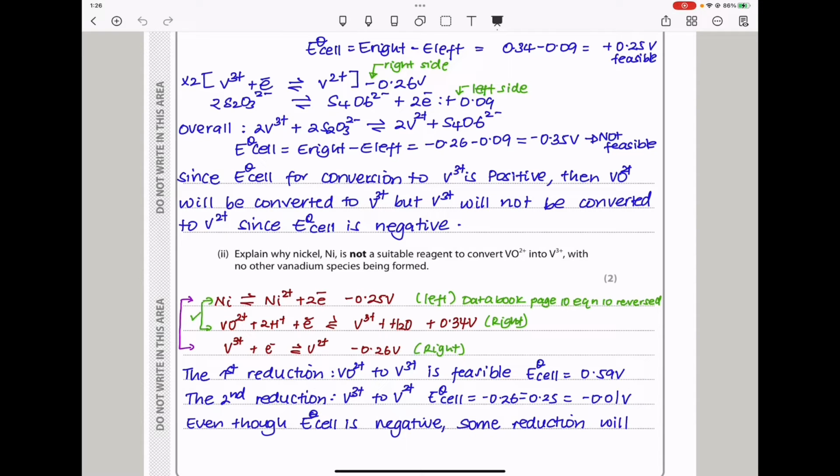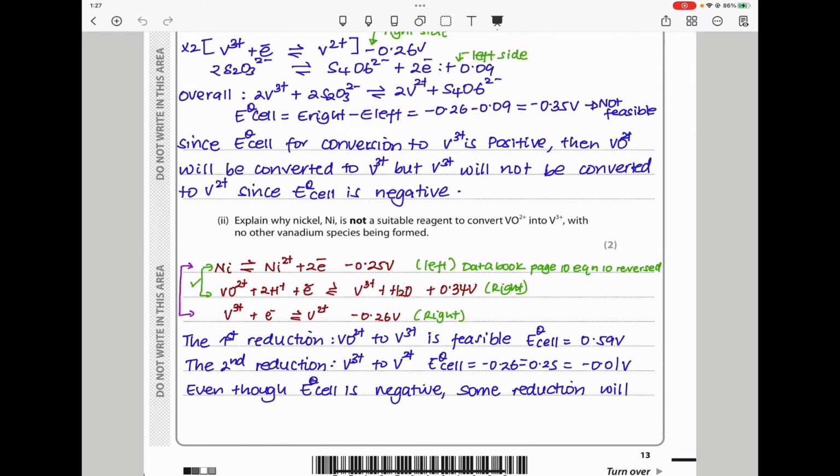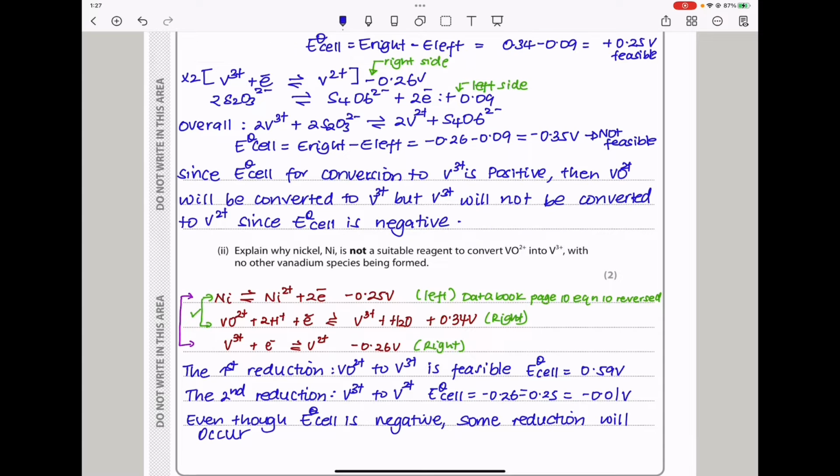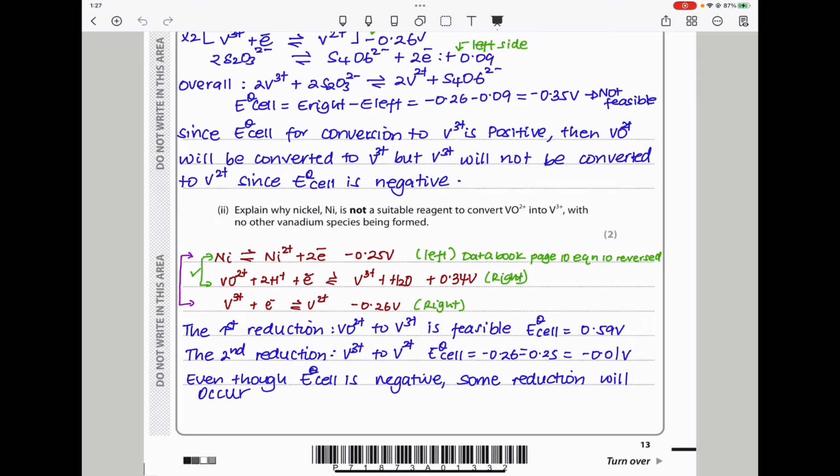Now the second reduction, which is for that and that, if this is going this way, this is going to be to the right, which is negative 0.26 minus negative 0.25 volts. So the answer is going to be negative 0.01 volts. Now this value is very close to 0. So here, even though E theta is negative, there is a chance some of this vanadium is going to be converted to vanadium 2. So I said even though E theta is negative, some reduction will occur. And again, to explain that further, we can see this value is so close to 0. There is a chance that a little conversion of vanadium 3 to vanadium 2 could occur.